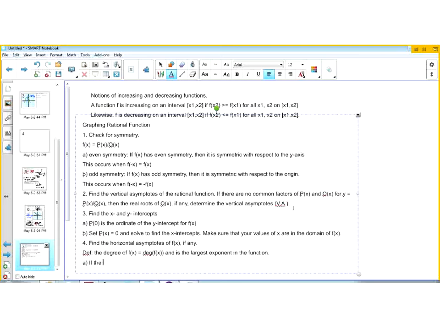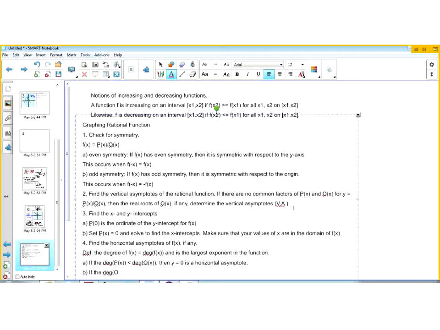horizontal asymptote. So using this knowledge, if the degree of P of x is less than the degree of the denominator, degree of Q of x, remember Q of x is the denominator, then y equals 0 is a horizontal asymptote.